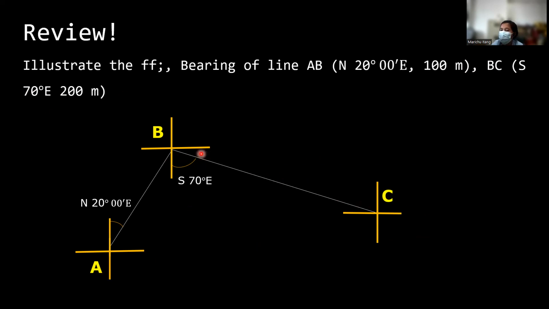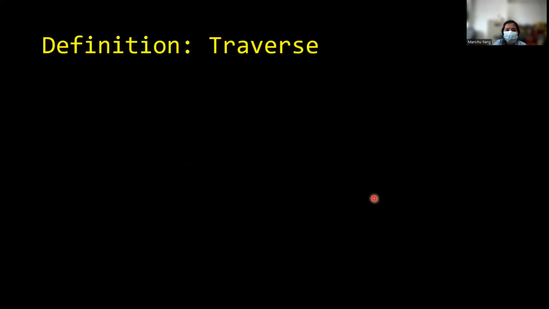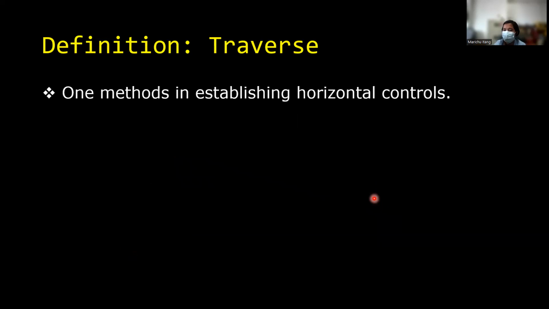So basically, if we are going to create the traverse, it's like this. We measure the bearing. You have the bearing of the line or azimuth, and then you have the distance. And then you are going to connect those lines with stations. Okay? So let's have the definition of what is a traverse. A traverse is one of the methods in establishing horizontal control. When we say horizontal control, these are stations with known coordinates. This is our reference when we conduct a survey.